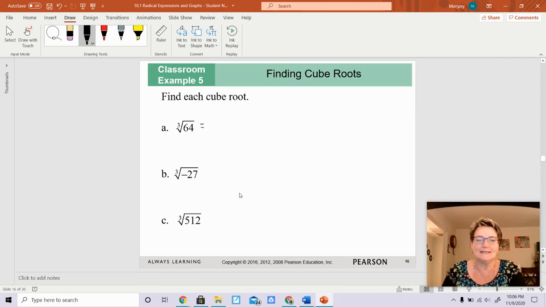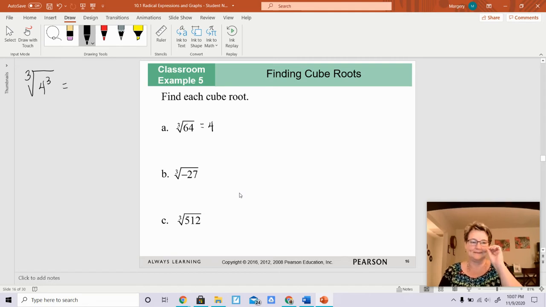In that list that I gave you, the cube root of 64 is 4. What that means is 4 times 4 is 16, and 16 times 4 is 64. So another way to write it is the cube root of 4 cubed. Now remember, if you're taking the cube root of something that is cubed, whatever's being cubed comes out. So this is going to be 4.